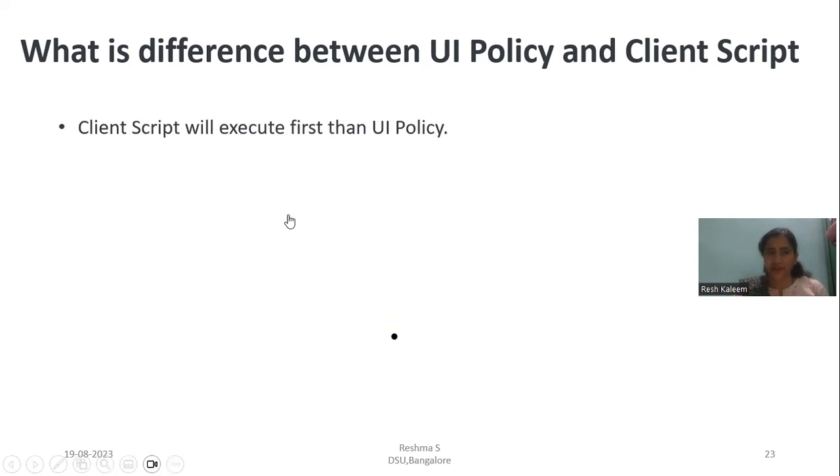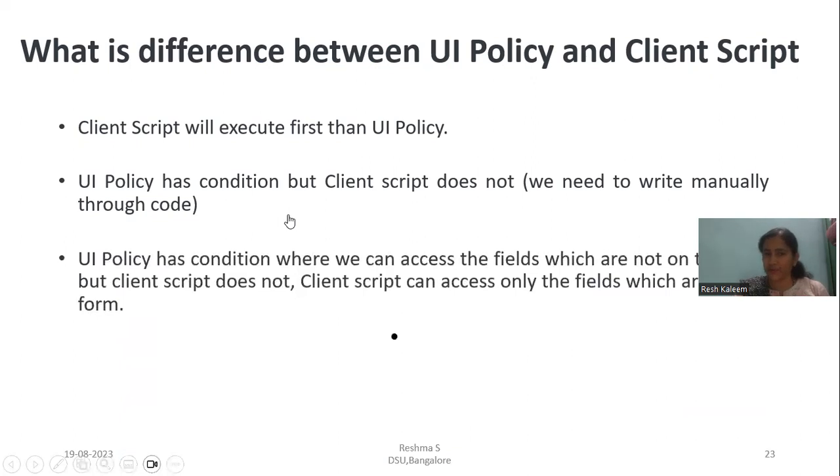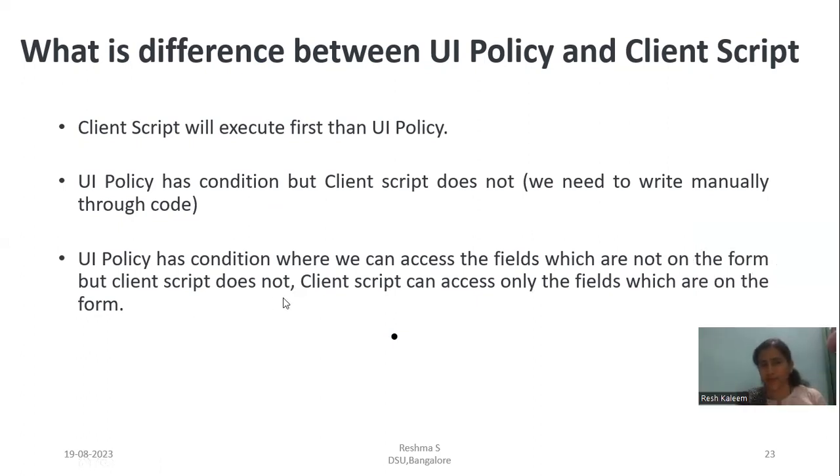If I go for the UI policy or the client script, the client script will execute first, before our UI policy. Because the UI policy has a condition, but the client script doesn't. We can directly write it manually through code. And the UI policy has some conditions where we can access the fields which are not on the form, but a client script can't. So we'll see in detail; I will just discuss it here.